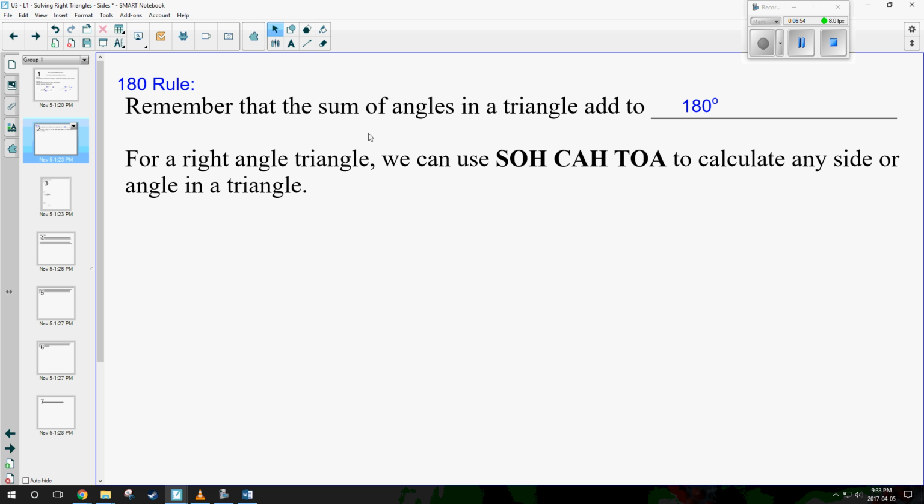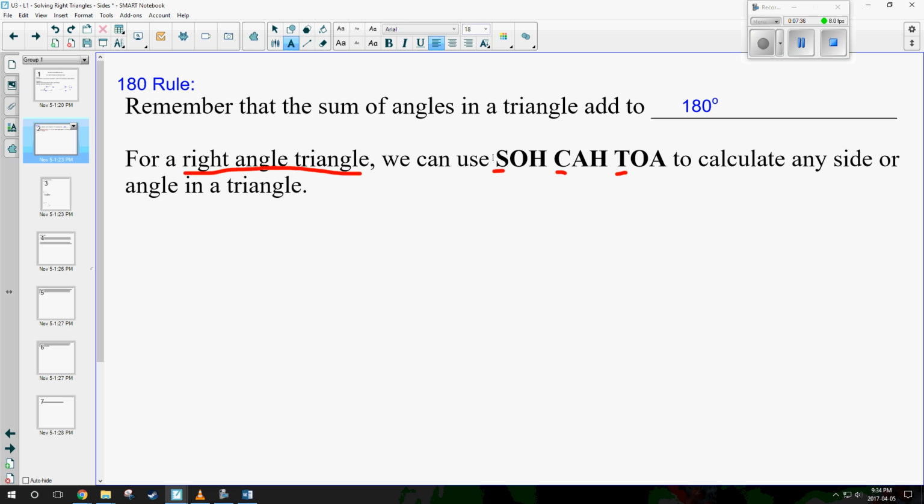Now for right angle triangles, and the key thing with this is that it's a right angle triangle because it only works for right angle triangles, we use this thing called SOHCAHTOA. Remember, SOHCAHTOA stands for the formulas that we use based on sine, cos, or tan. And we can use this SOHCAHTOA to calculate any side or angle in our triangle. So let's write out what those formulas are as a refresher.